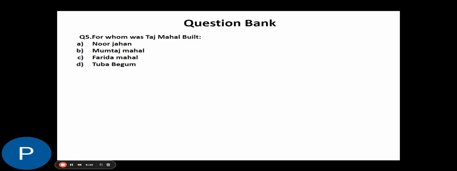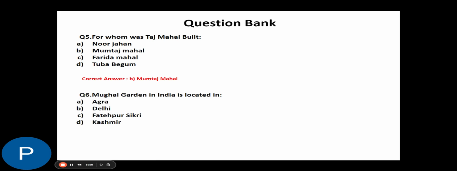Now coming to the next question, for whom was the Taj Mahal built? As we know, Shah Jahan built it for his wife. So basically, in this question, you have to guess who was the wife of Shah Jahan. The first option is Noor Jahan, second is Mumtaz Mahal, the third one is Farida Mahal, and the fourth is Begum. The correct answer is B, that is Mumtaz Mahal.